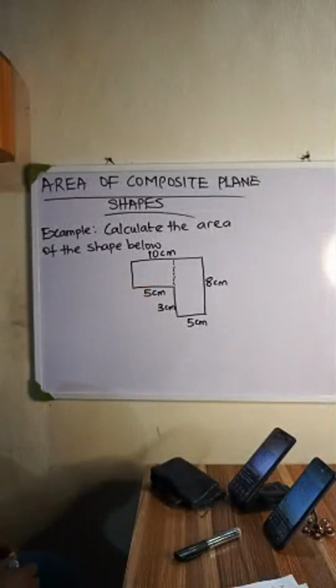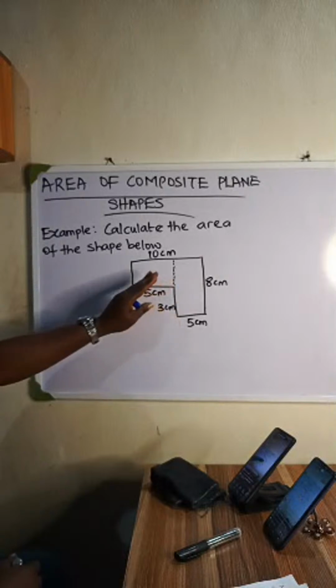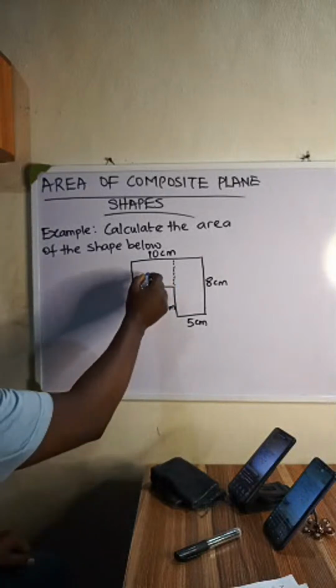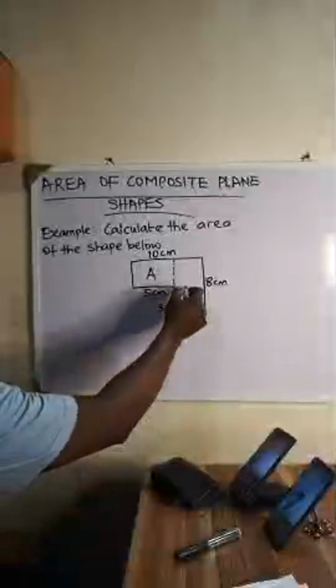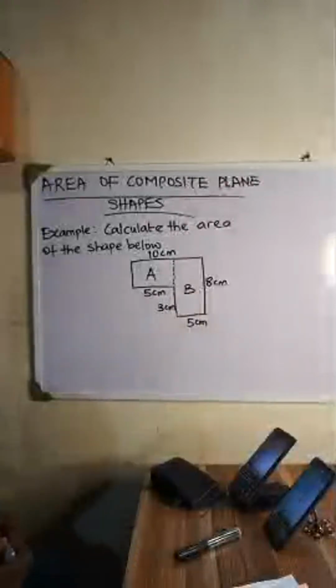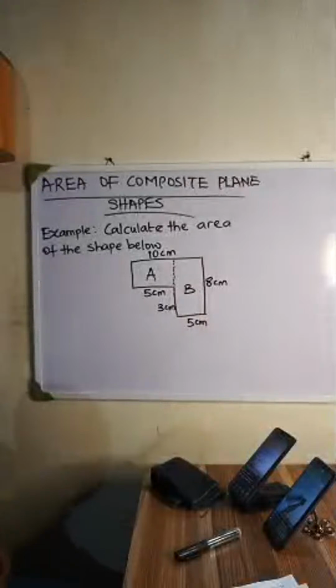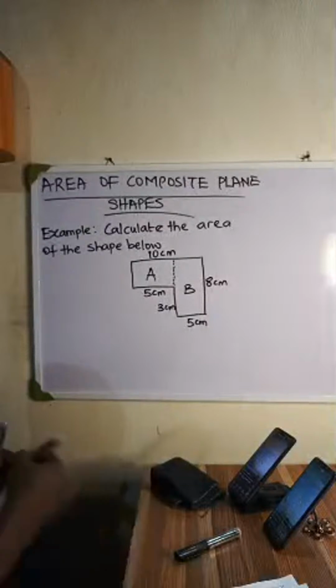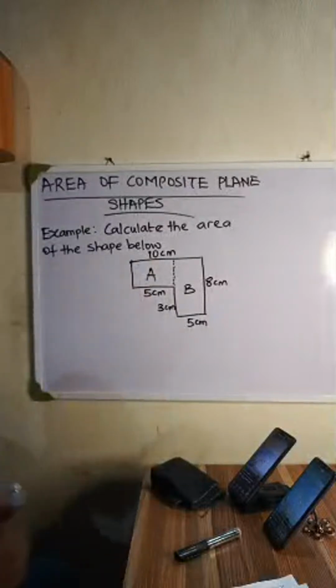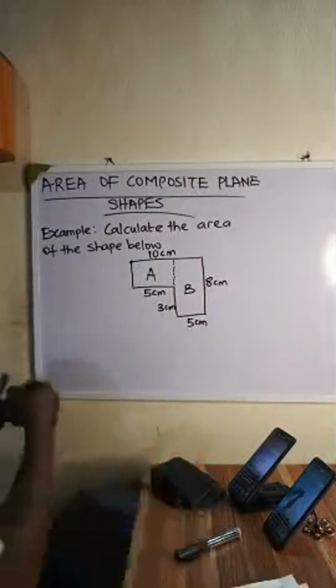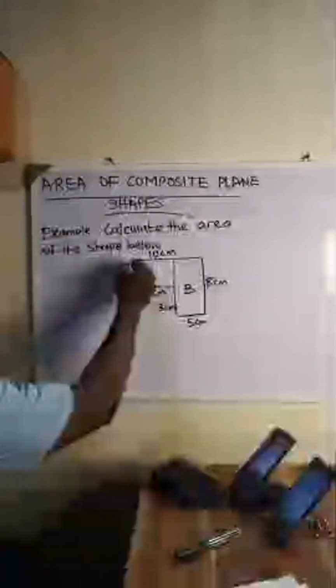That means we have divided this shape into two geometric shapes. Let's call this shape A and let's call this shape B. Okay, so shape A starts from this point. Let me look for another marker. So these are the boundaries of shape A.